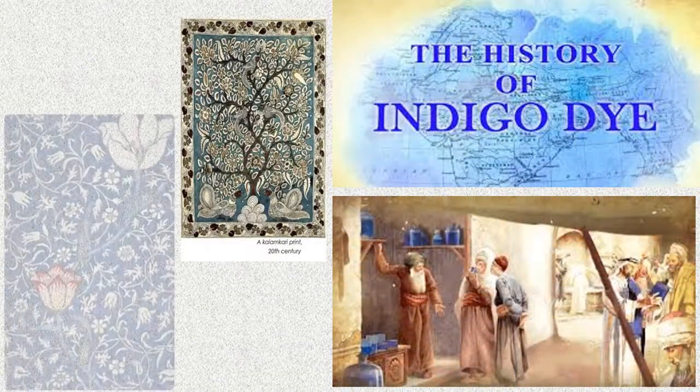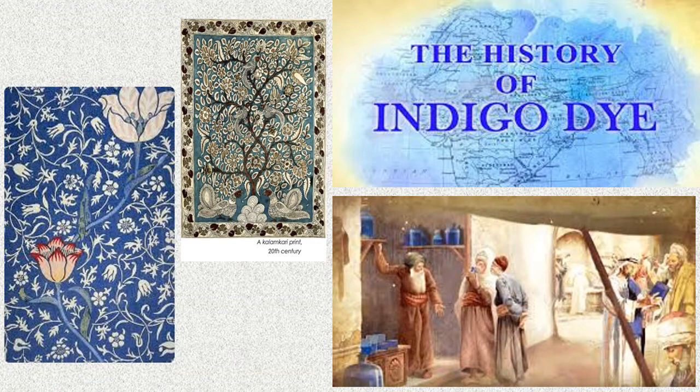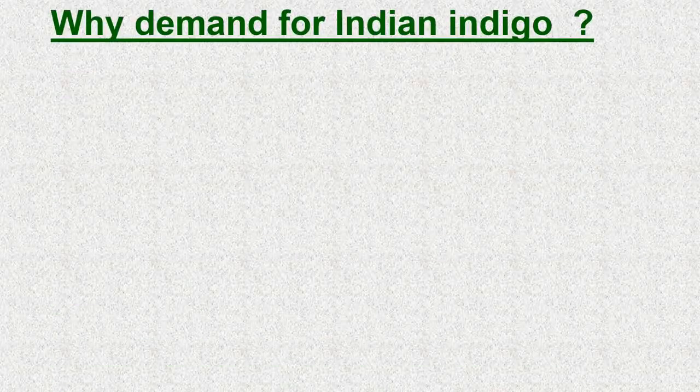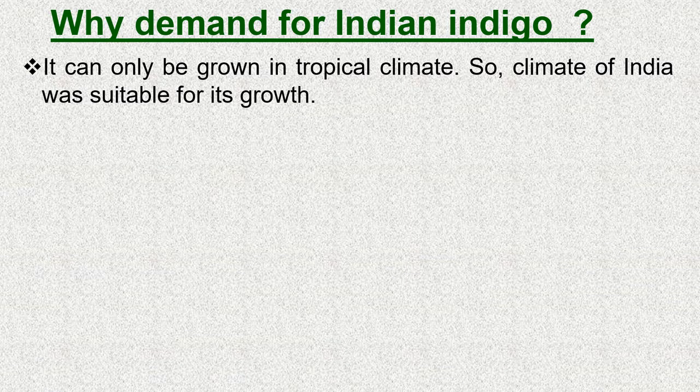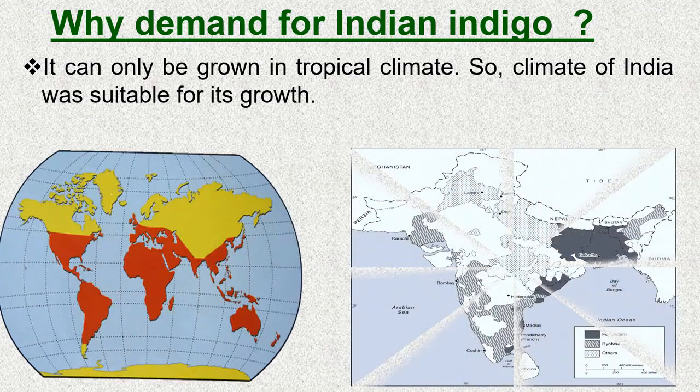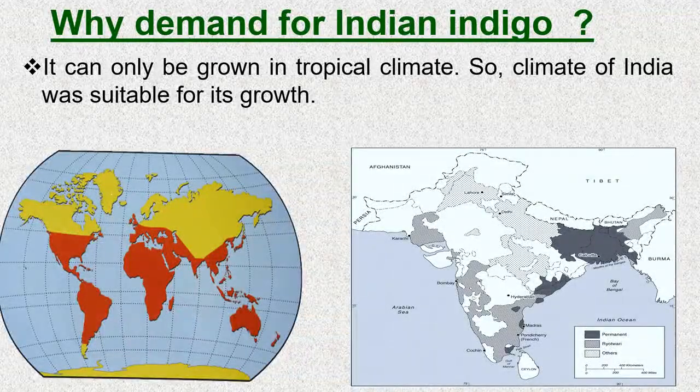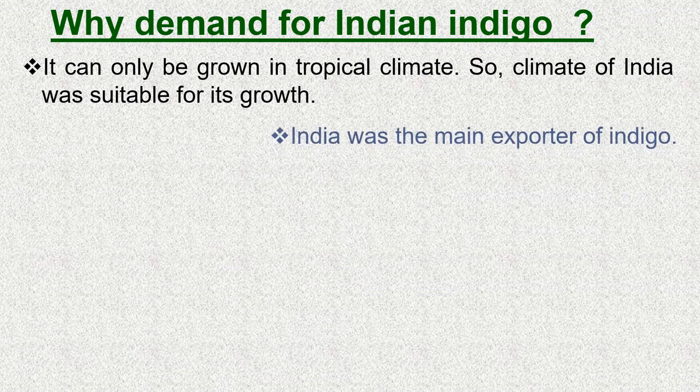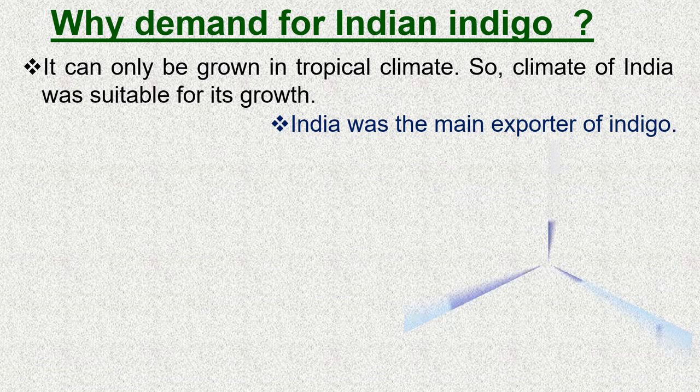The history of indigo dye. I hope you can see blue. Why the demand for Indian indigo? Indigo can only be grown in tropical climate. So the climate of India was suitable for its growth. If you remember geography, you know India lies in the tropical zone, which is favorable for the cultivation of indigo. India was the main exporter of indigo.